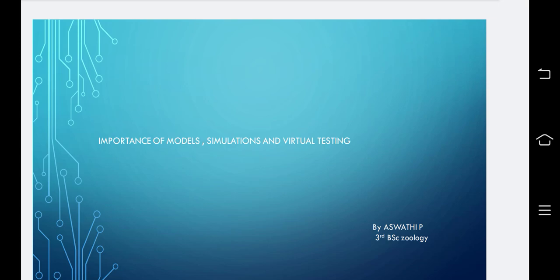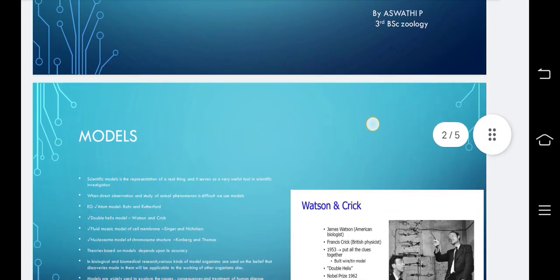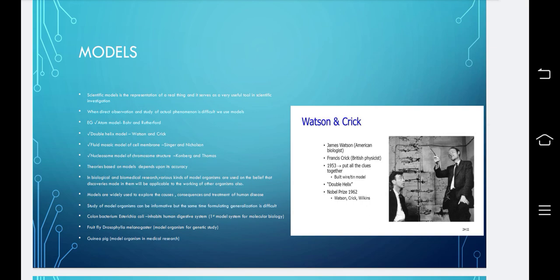Then we can discuss our first one, models. Models are representations of a real thing, and they are very useful in scientific investigation. They are also used to evolve or formulate theories when direct observation and study of actual phenomena or objects is difficult or impossible. There are different forms of models: hardware models, software models, mathematical models, and so on.